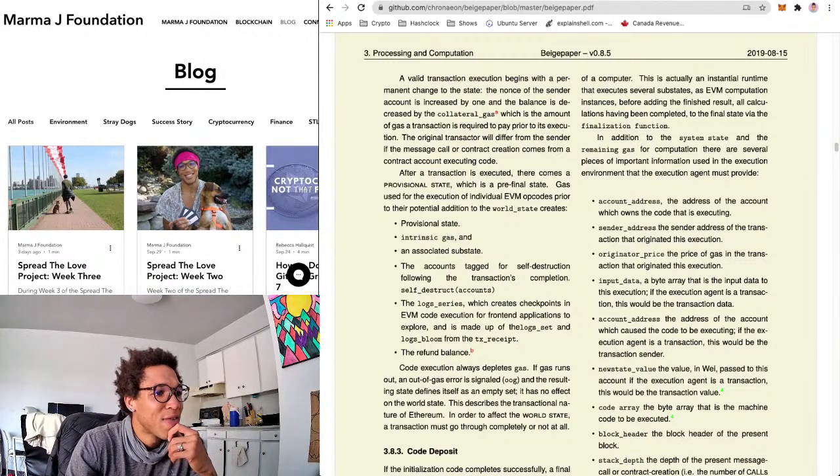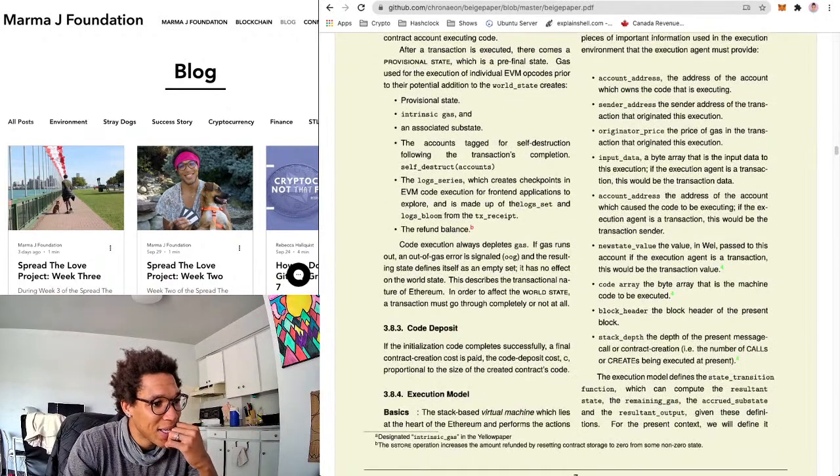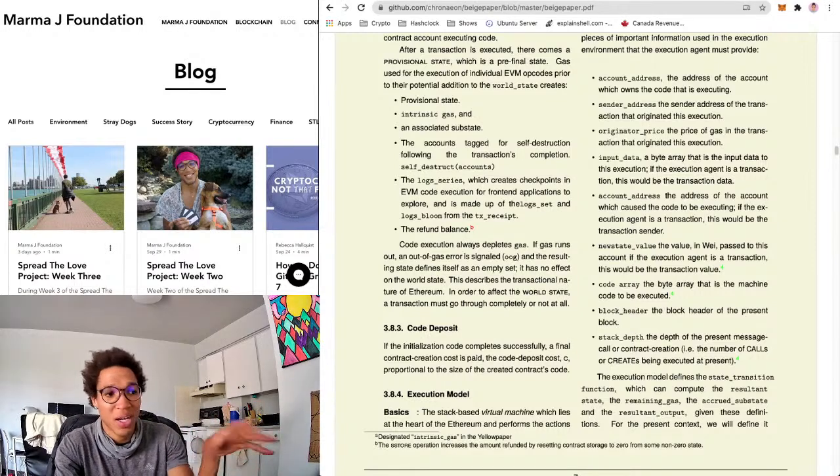And logs bloom from the TX receipt, the refund balance. So this is what I'm talking about. The refund balance. What's this? The S-store operation increases the amount refunded by resetting contract storage to 0 from some non-zero state. So I gotta call S-store. So I gotta set contract storage to 0 and then call S-store. I guess verifying that 0. I don't know. I gotta figure this one out.